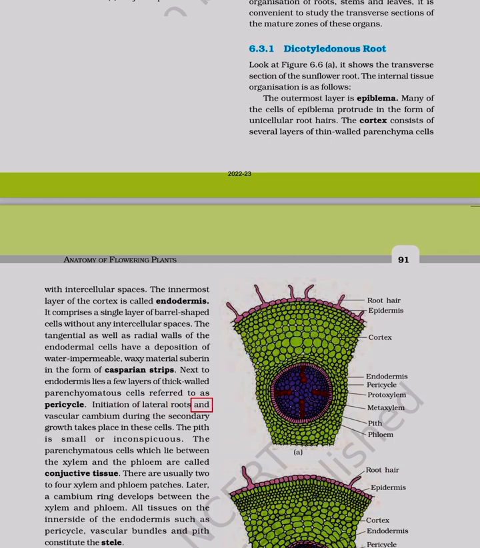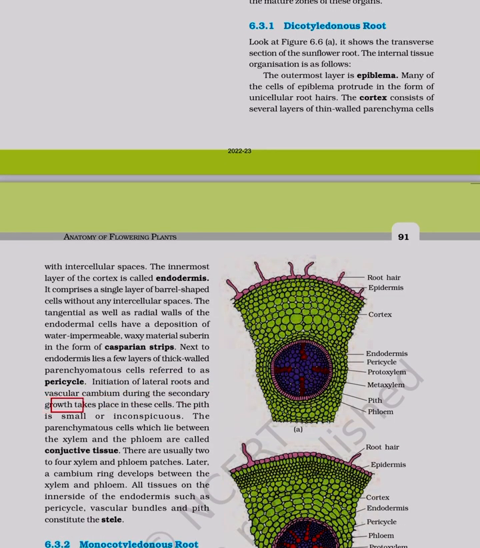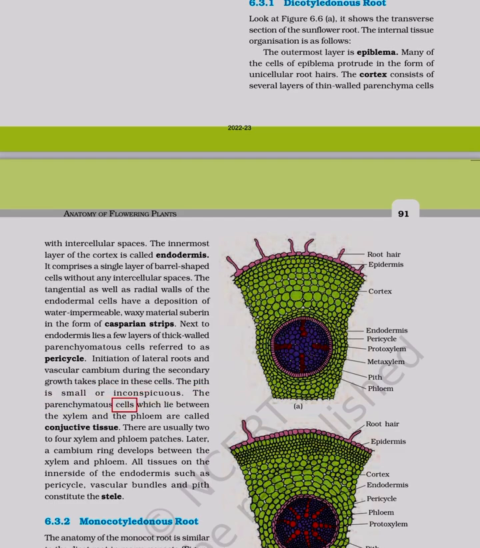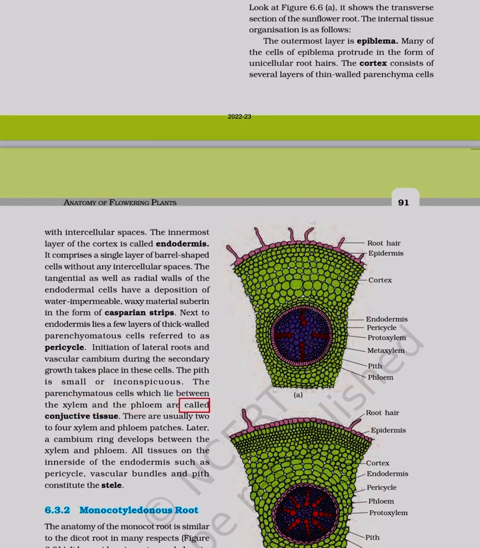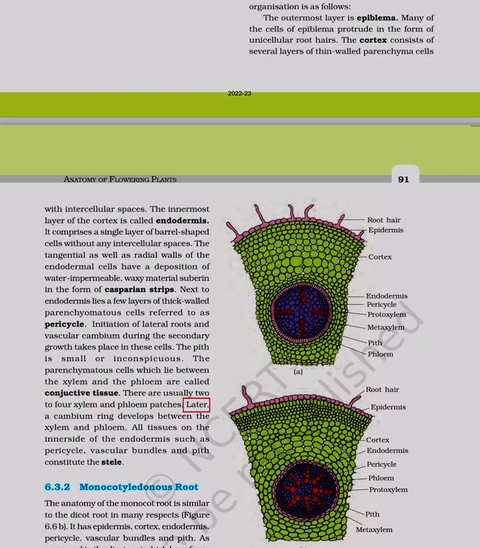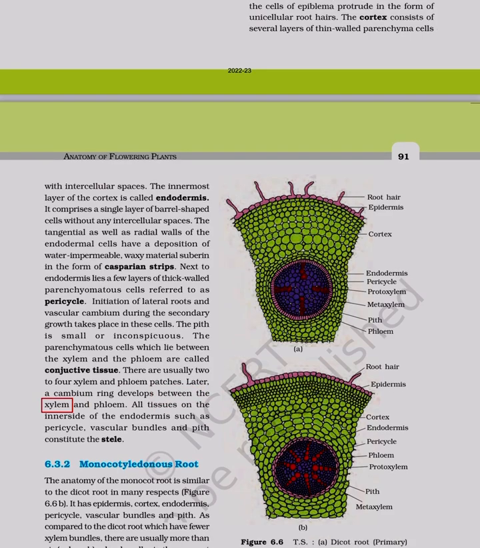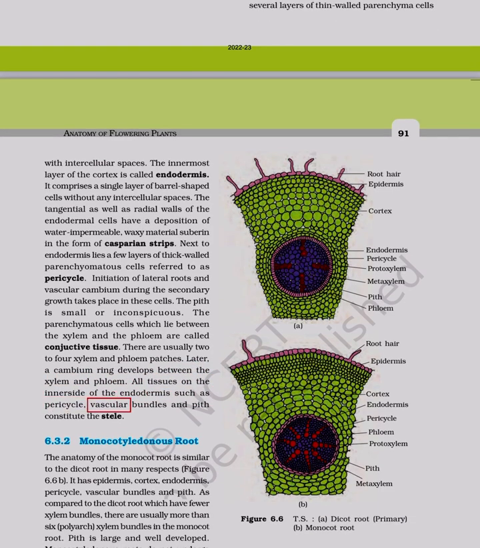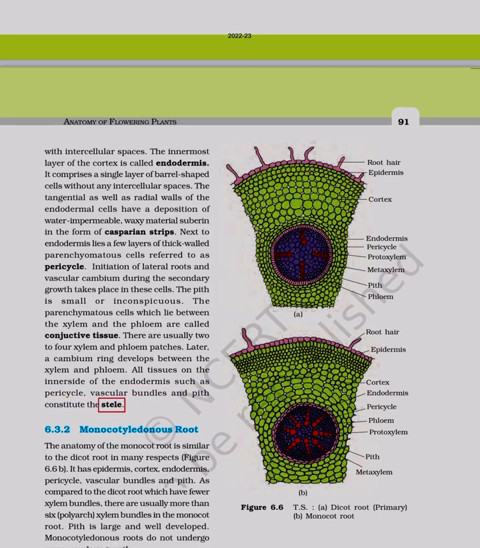Initiation of lateral roots and vascular cambium during secondary growth takes place in these cells. The pith is small or inconspicuous. The parenchymatous cells, which lie between the xylem and the phloem, are called conjunctive tissue. There are usually 2 to 4 xylem and phloem patches. Later, a cambium ring develops between the xylem and phloem. All tissues on the inner side of the endodermis, such as pericycle, vascular bundles and pith, constitute the stele.